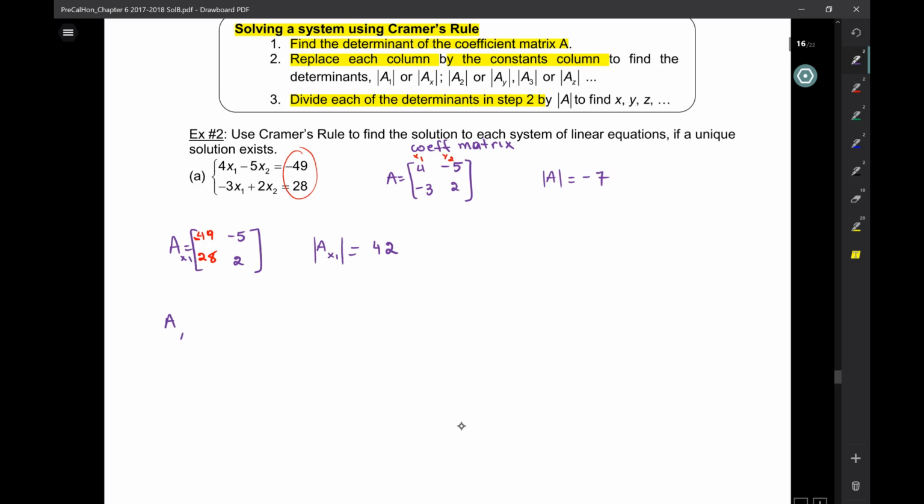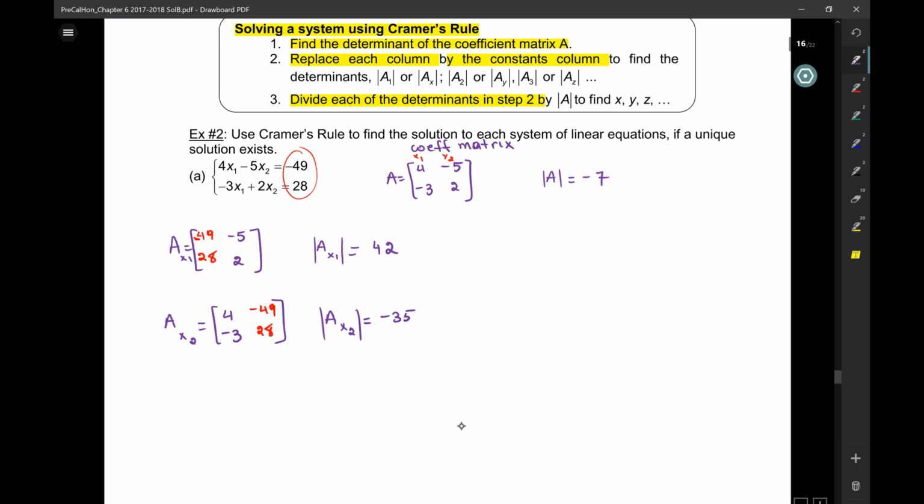Now let's do AX2. This time, the X2 column is going to be replaced by the constants. And then the X1 column is just whatever it was in the original. And what did we get for the determinant for AX2? 28 times 4 minus 3 times 49. Negative 35 sounds good to me.